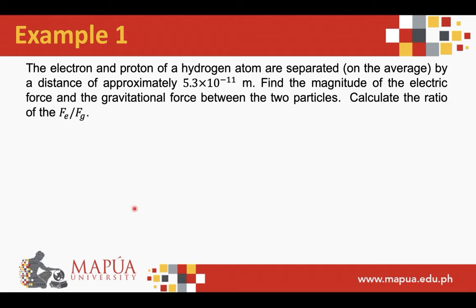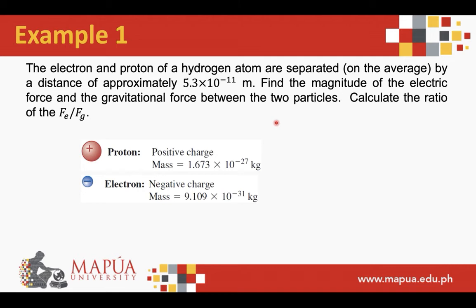The electron and proton of a hydrogen atom are separated on the average by a distance of approximately 5.3 times 10 to the negative 11 meter. To find the magnitude of the electric force and the gravitational force between the two particles, calculate the ratio of the magnitude of the electric force and the gravitational force.